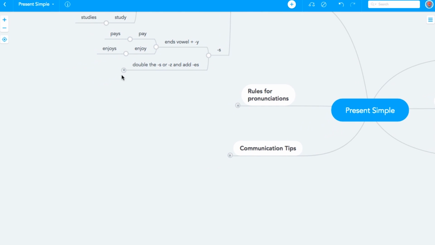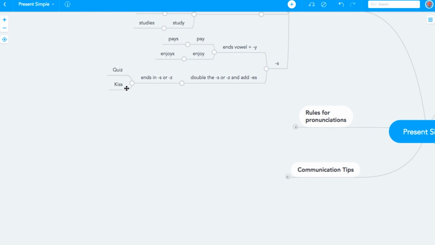The next one, guys, is if we have double s or double z, we are going to add the es. As in the example, quiz: I quiz, he, she, and it quizzes; kiss, kisses.